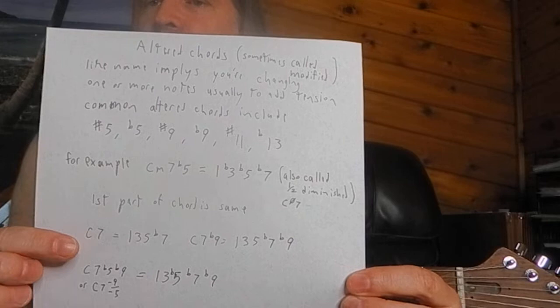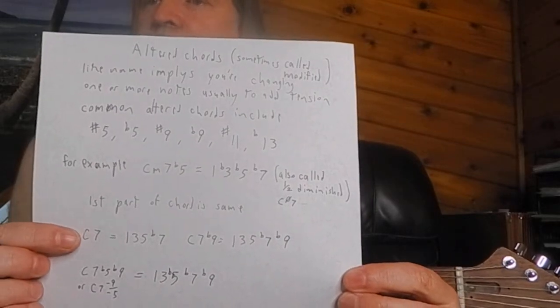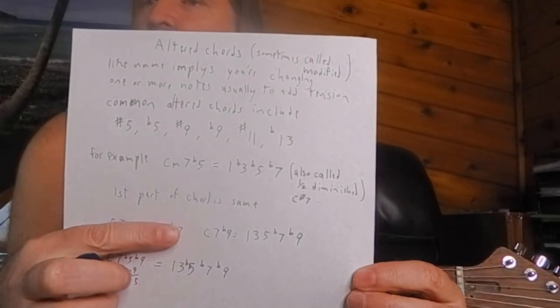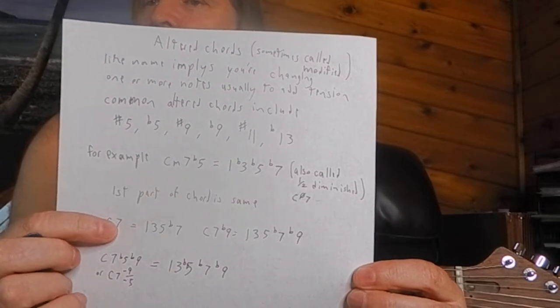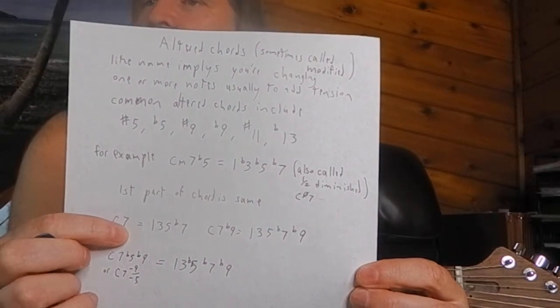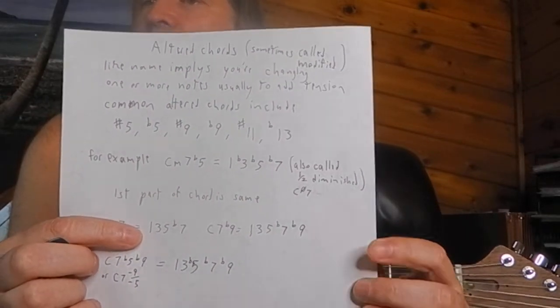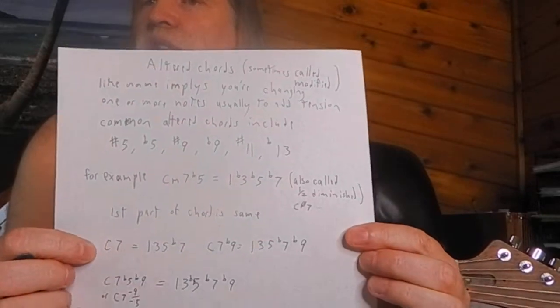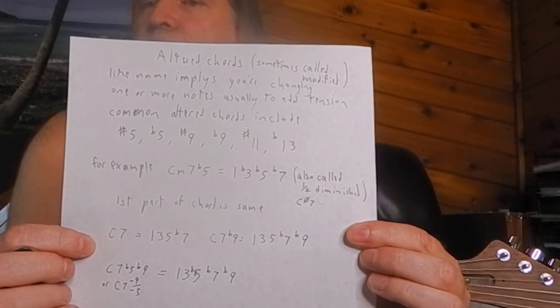So for example, if you have a C7 flat 9 chord, it would just be a C7 chord, 1, 3, 5, flat 7, and you'd add a flat 9 at the end of it. So again, it's pretty self-explanatory on these.